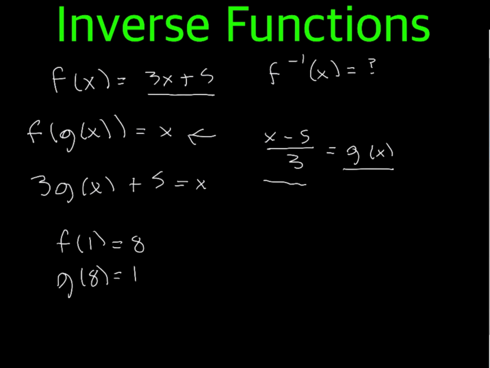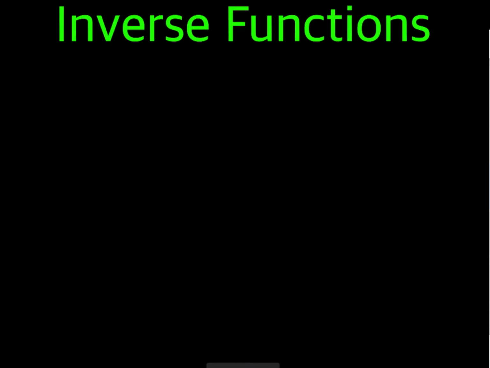Now some functions don't actually have inverses. So what does that mean? Well, say we take the function f of x equals x squared. Now what is the inverse of f of x? We'll notice that both f of negative 1 and f of 1 both equal 1.